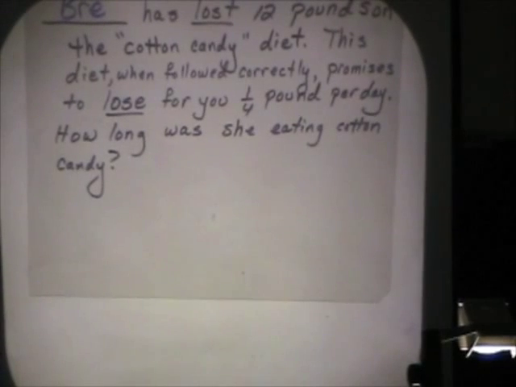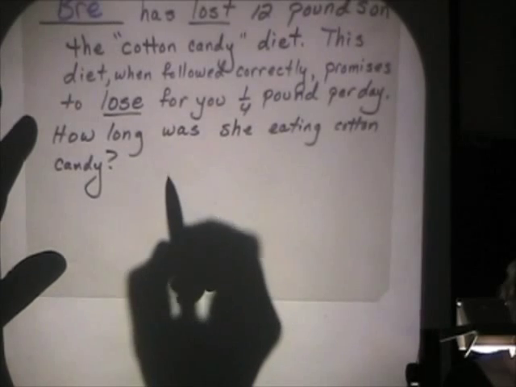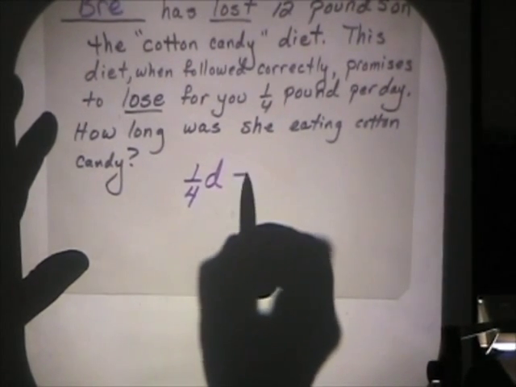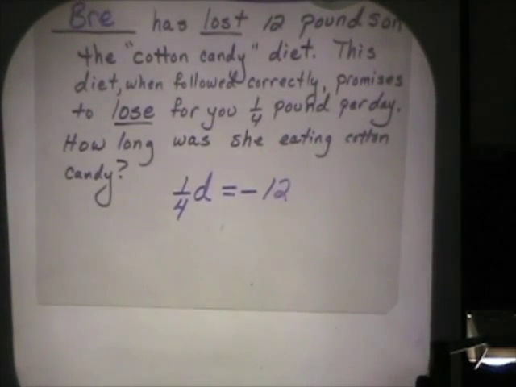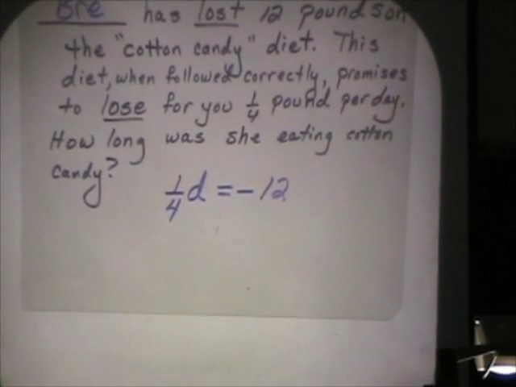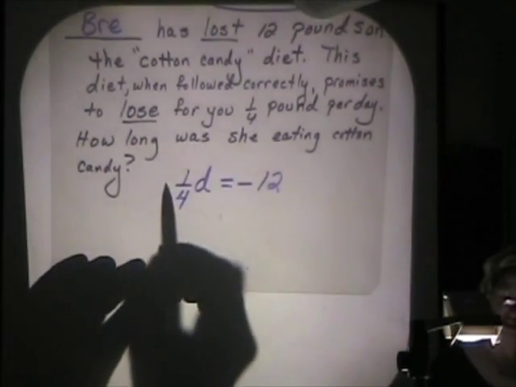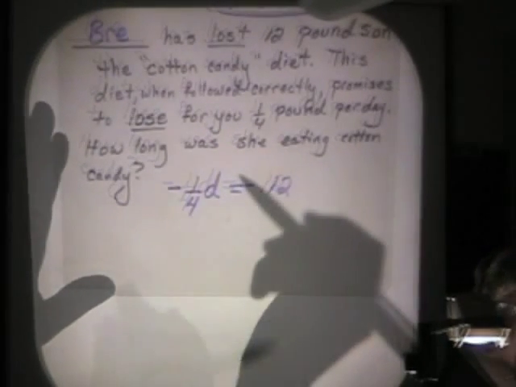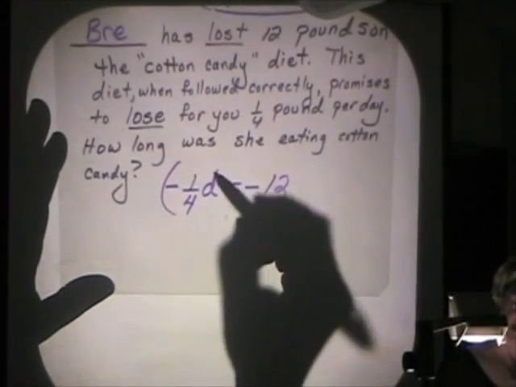Is there anybody smart enough for this situation? Mr. Coach. All right, let's think about this. 1/4 pound per day, and we've lost a total of 12 pounds. Close. This looks pretty right, but I think we're losing 1/4 pound every day, so I'm pretty sure that should be a negative. There we go. We've got an equation. All right, it looks like a reciprocal situation. We'll put our parentheses in.